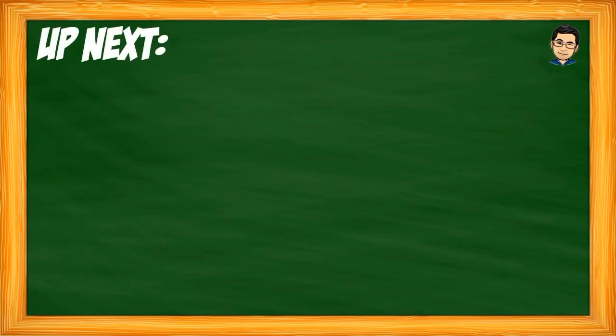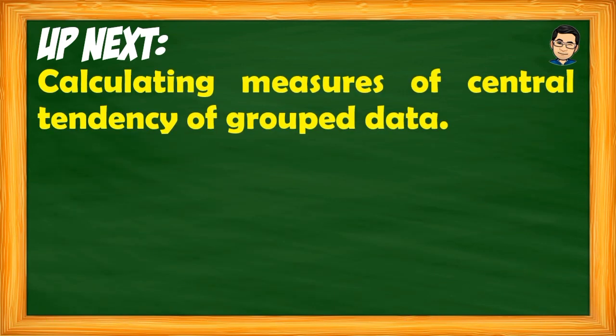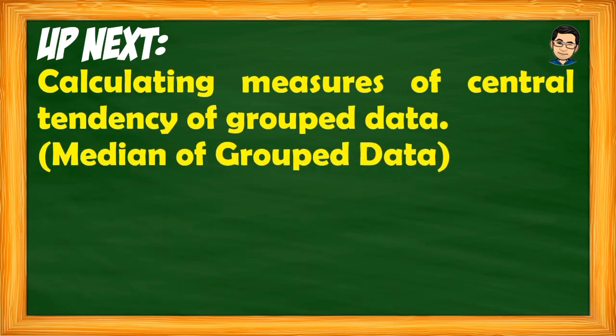I hope our discussion was clear on the two methods of calculating the mean of grouped data, which are the direct method and the assumed mean method. For the next video lesson, we will be discussing the median of grouped data. We will calculate measures of central tendency of grouped data, particularly the median. I hope you learned something from this video lesson. That's all. Thank you.